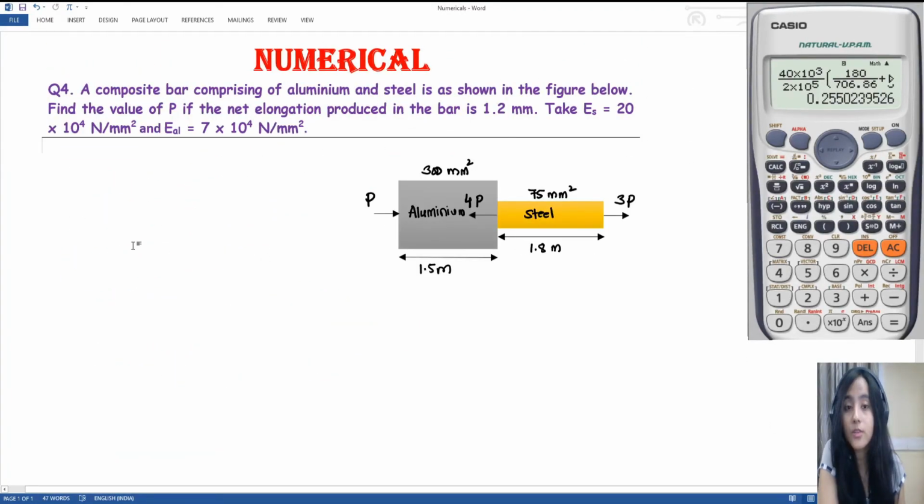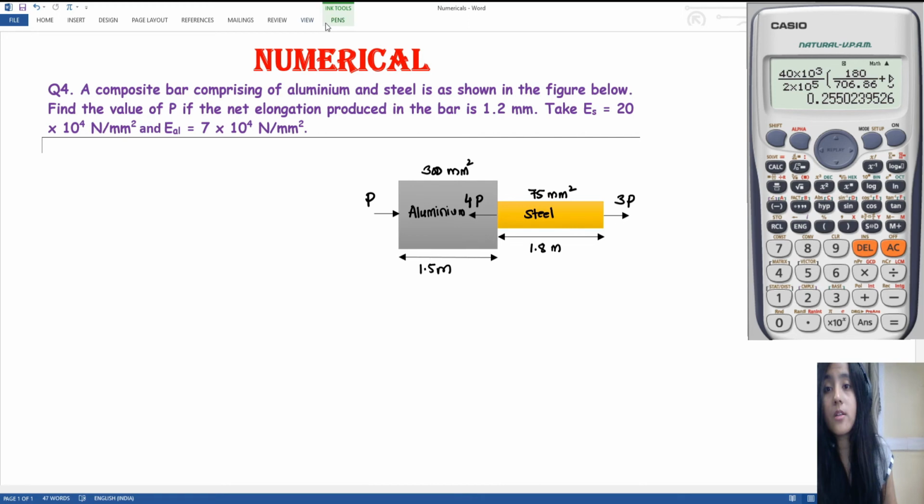So let's solve the last numerical for today's session. A composite bar comprising of aluminium and steel is as shown in the figure below. Find the value of P if the net elongation produced in the bar is 1.2 mm. Take modulus of elasticity for steel equal to 20 into 10 raised to power 4 Newton per mm square, and for aluminium 7 into 10 raised to power 4 Newton per mm square.